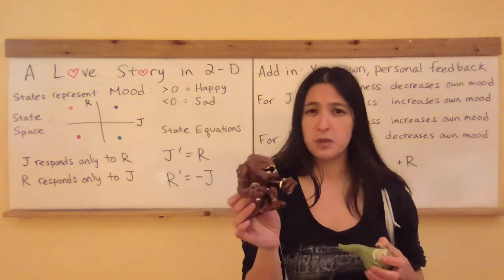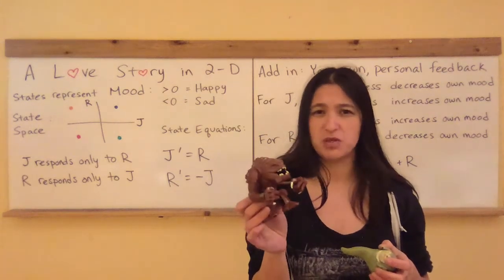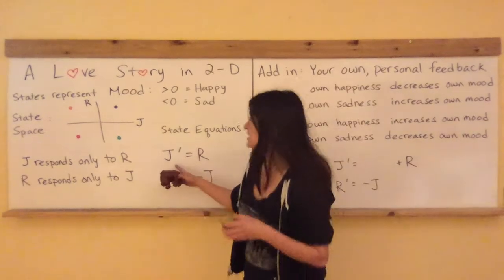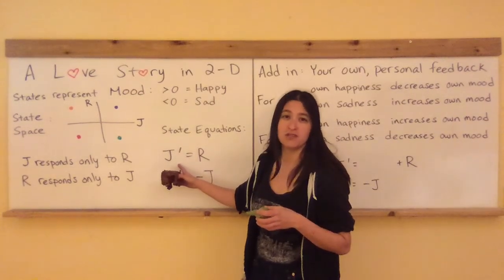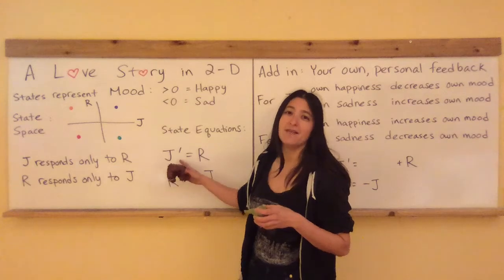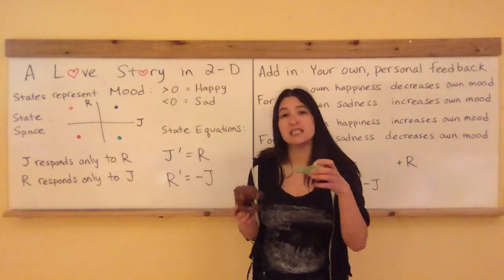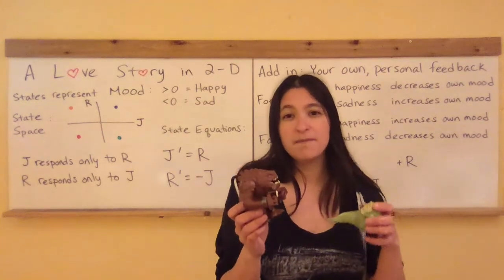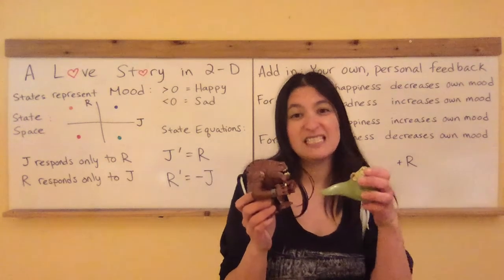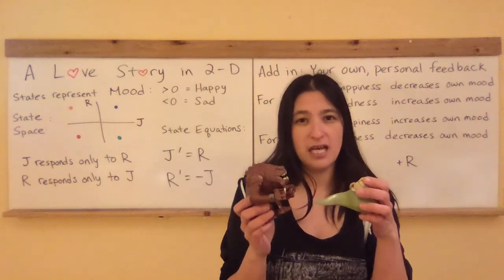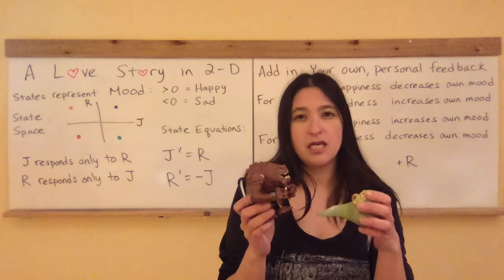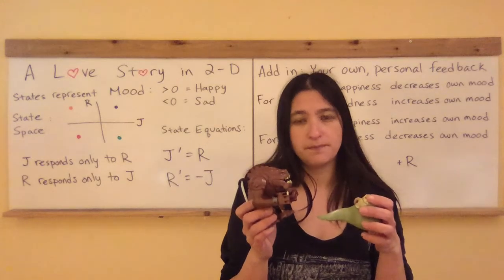Okay, so if Rancor is a negative number because Rancor's sad today, that means that J prime, Jabba's mood's rate of change, is going to be negative. That means Jabba's mood is going to decrease. If Rancor's unhappy, if Jabba was happy, he's less happy. If Jabba was sad, he's even more sad. His rate of change is going down.